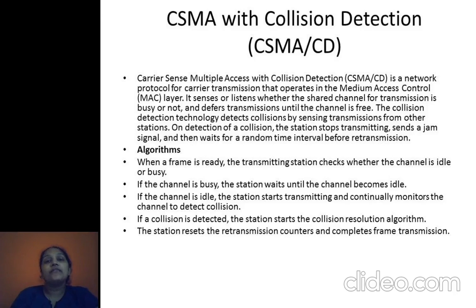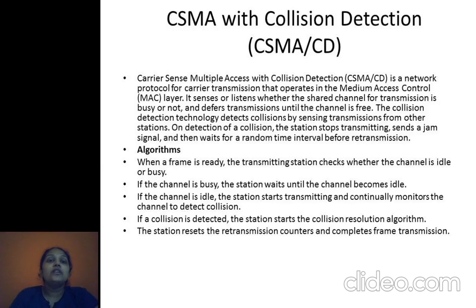The basic difference between CSMA-CA and CSMA-CD is that CSMA-CA is a preventive measure for collision avoidance. But in CSMA-CD, if the collision happens, then the collision detection mechanism is used, the jamming signal is sent, and the station waits for a random time interval before the transmission happens.